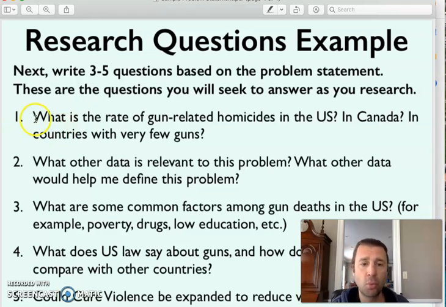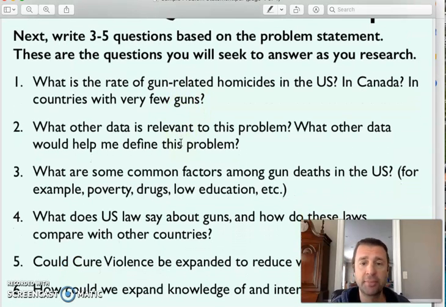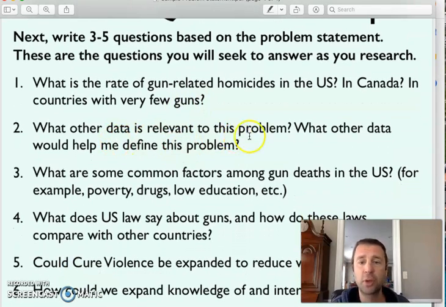But number one, what is the rate of gun-related homicides in the U.S. and Canada and countries with very few guns? That's a very answerable question. Again, it depends on how you measure some of this stuff, but that's something that has an answer. What other data is relevant to the problem? That's the kind of question where you're saying, I don't really know what the question is to answer. I don't have the question phrased yet.